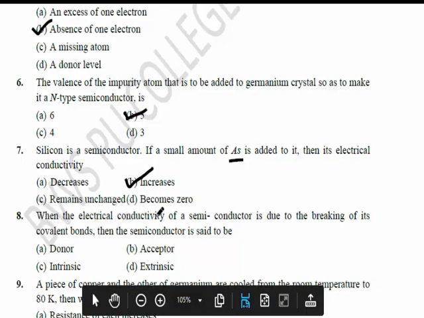Okay, eighth question. When the electrical conductivity of a semiconductor is due to breaking of its covalent bonds, the breaking of bonds indicates that the electrons get energy, so they come out. Then the semiconductor is said to be, is it a donor, an acceptor, intrinsic or extrinsic? We know that breaking of covalent bonds makes an intrinsic semiconductor. So the eighth option is C.